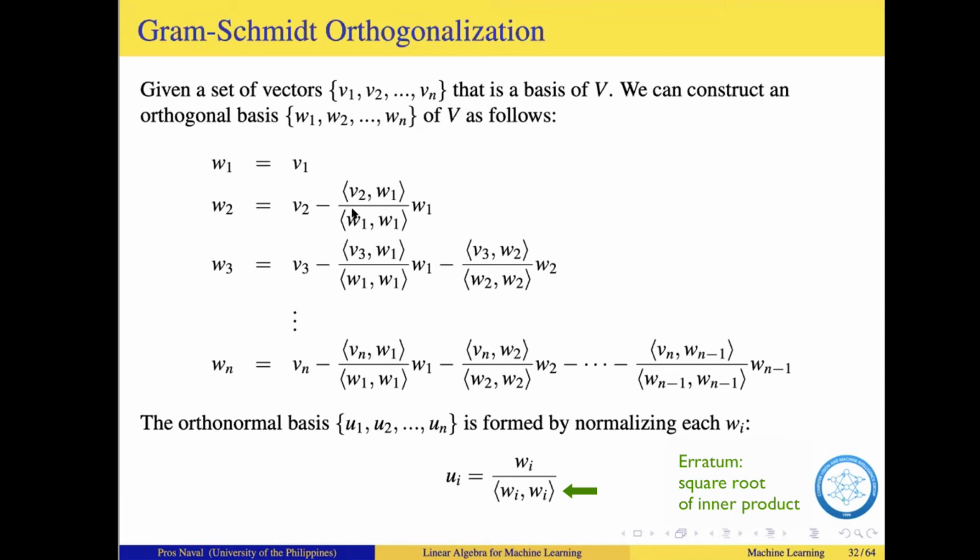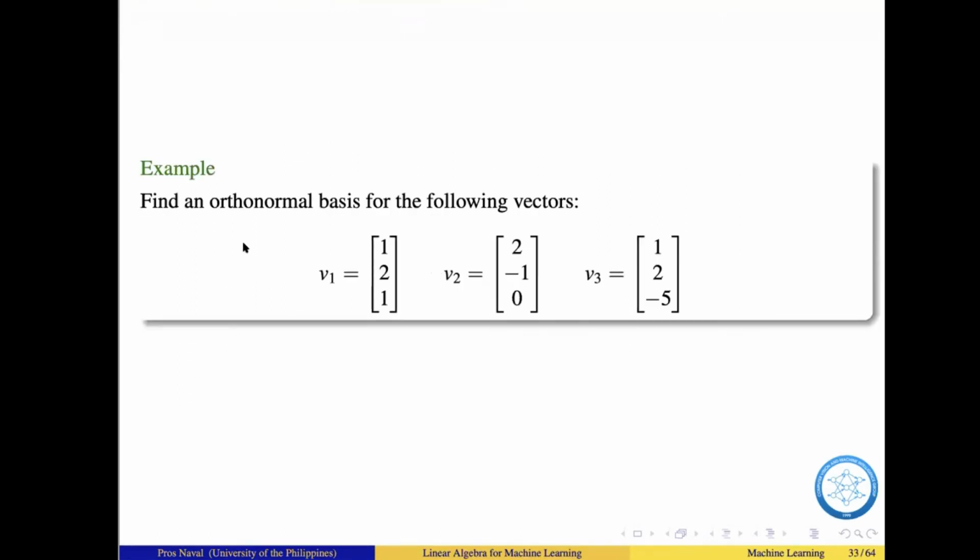Okay, so you repeat this and we come up with a set of vectors W1 up to Wn. But you need to normalize each of these, so you're not yet done. The orthonormal basis U1 up to Un is formed by normalizing each Wi. So these should be normalized in this manner. So the procedure is the following. You have the following example here.